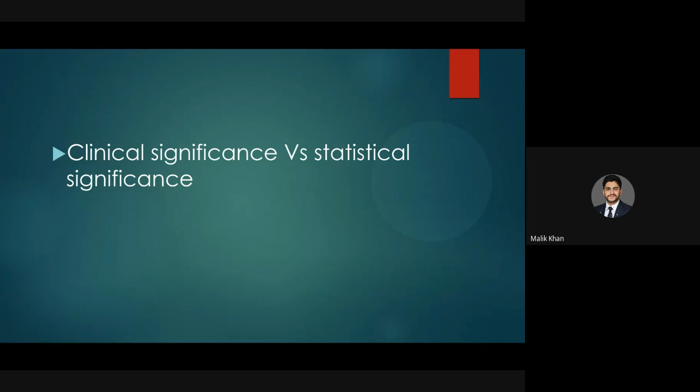So let's say my p-value at the end came out to be 0.09. My results are not statistically significant, but my study says that smoking increases the odds of lung cancer by 5 times. My question for you guys is, although my results are statistically non-significant, are my results clinically significant or not?